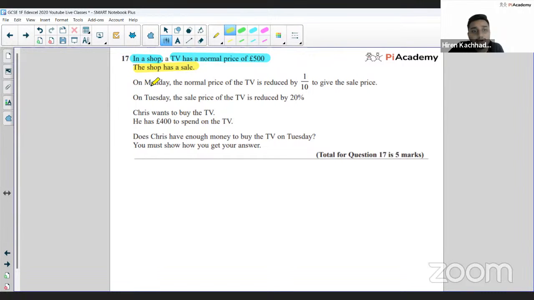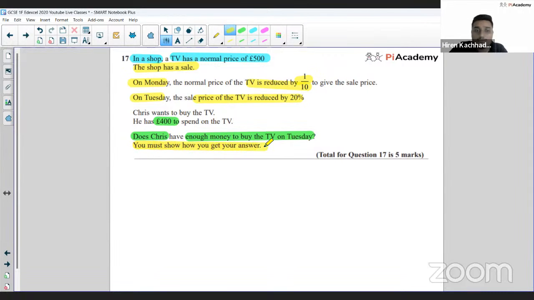So let's see. On Monday, the normal price of the TV is reduced by 1/10 to give the sale price. On Tuesday, the sale price of the TV is reduced by 20%. So there are two things: on Monday it is reduced by 1/10, and on Tuesday it is reduced by 20%. Now Krish wants to buy a TV. He has 400 pounds to spend on the TV. The question to you is, does Krish have enough money to buy the TV on Tuesday? And you must show your working.